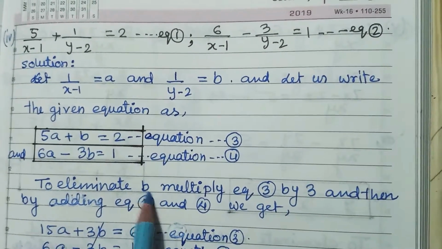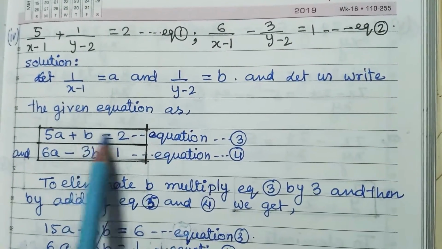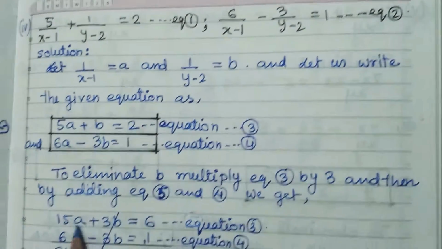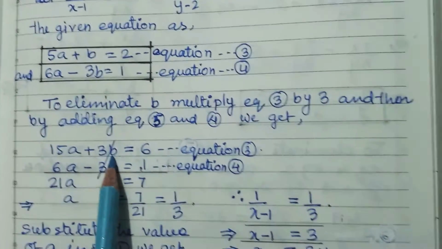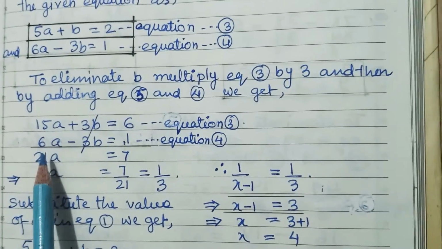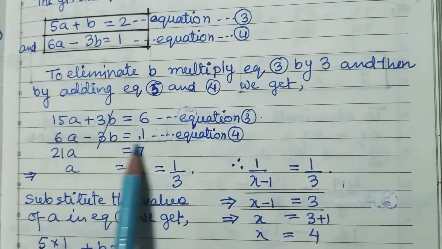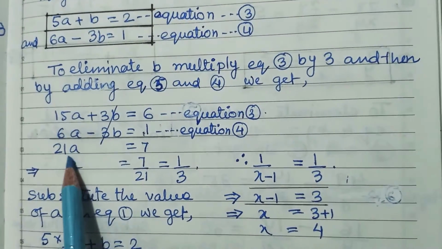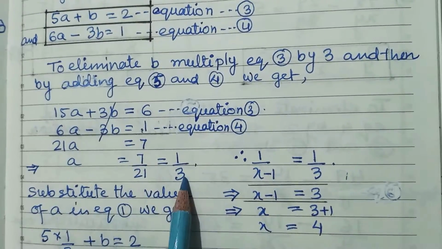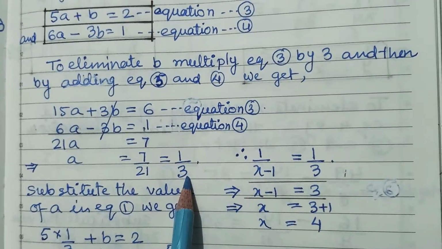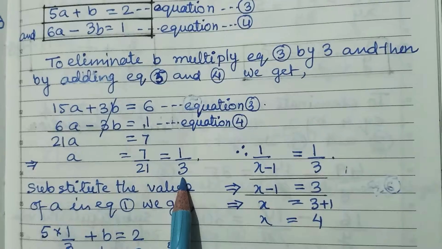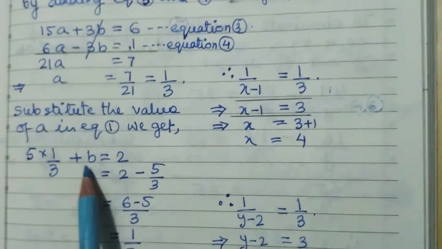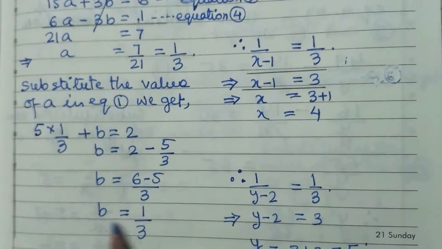To eliminate b, we have to multiply equation 3 by 3. So we are getting 15a plus 3b is equal to 6, and this one is 6a minus 3b is equal to 1. Now 3b cancels. 21a is equal to 7, a is equal to 1 upon 3. Now substitute this value. 5 into 1 upon 3 plus b is equal to 2, b is equal to 1 upon 3.